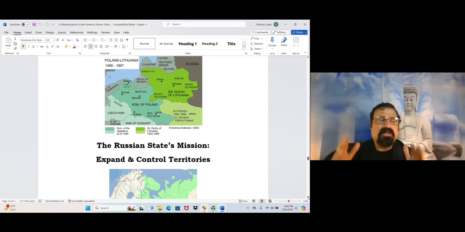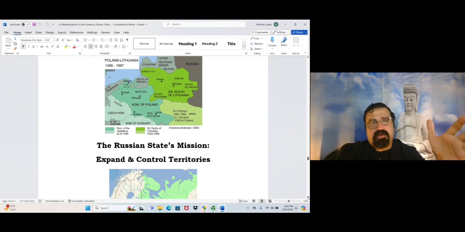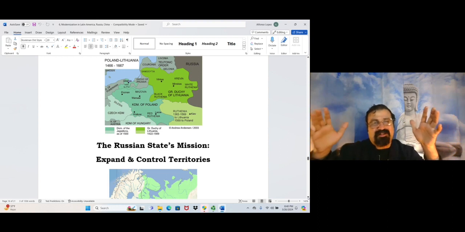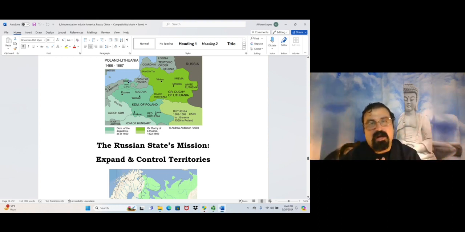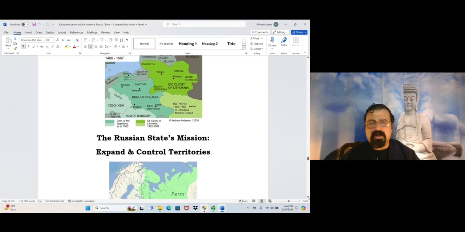And this really becomes the mission of the new Russian state centered on Moscow. And that is to expand and control new territory. So this is the grand vision of the future that the monarchs have for the new emergent empire. Okay, that again, the empire must expand continuously and control new territories in order to extract resources, but most importantly, tribute.